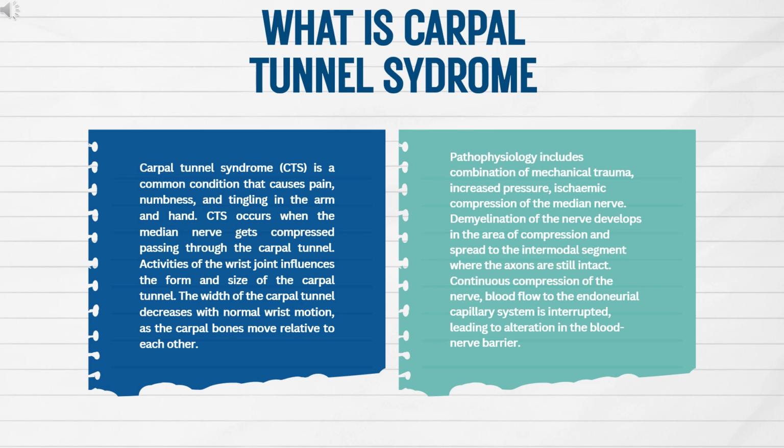The pathophysiology of carpal tunnel syndrome includes a combination of mechanical trauma, increased pressure, and ischemic compression of the median nerve. Demyelination of the nerve develops in the area of compression and spreads to the internodal segments where the axons are still intact. With continuous compression of the median nerve, blood flow to the endoneurial capillary system is interrupted, and this leads to alteration in the blood-nerve barrier.